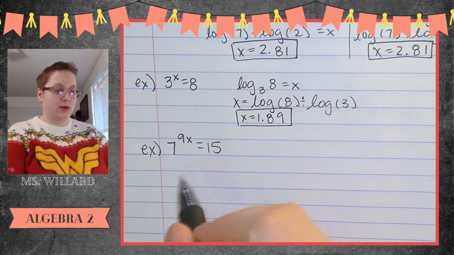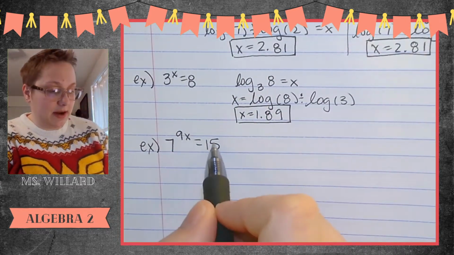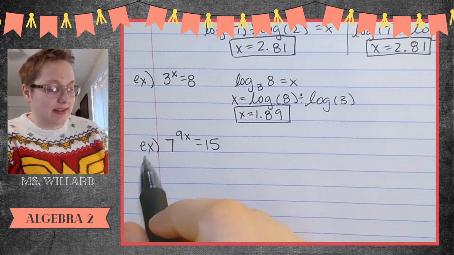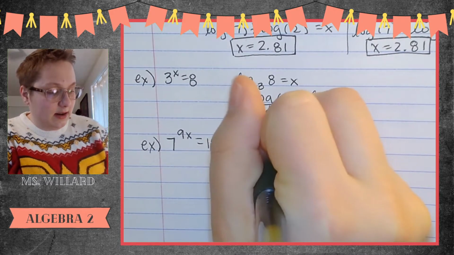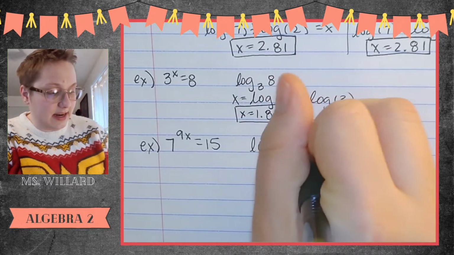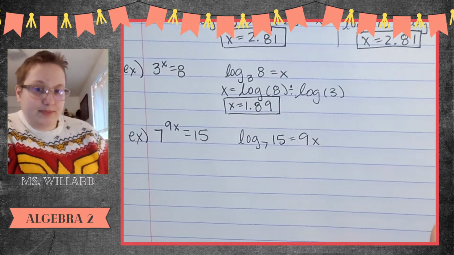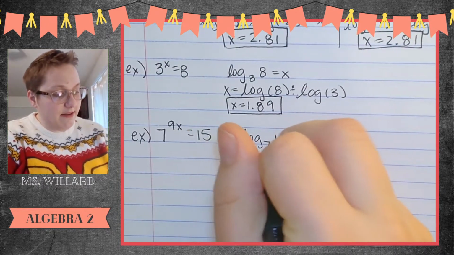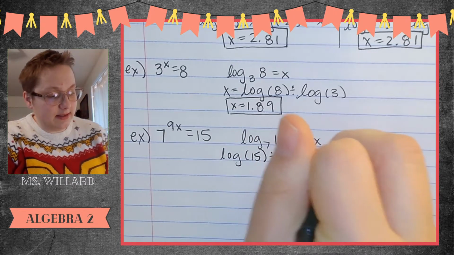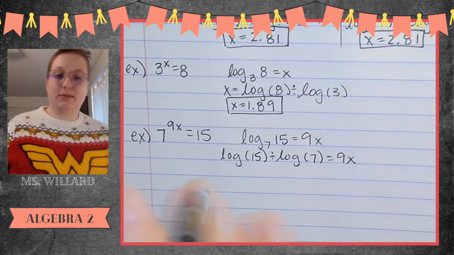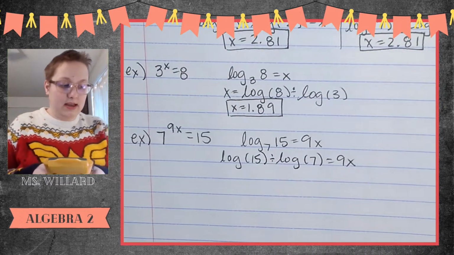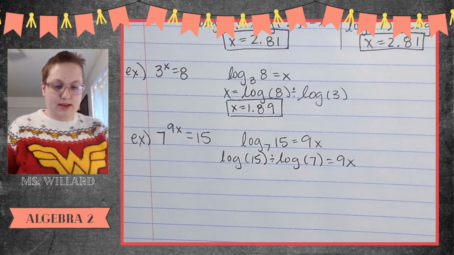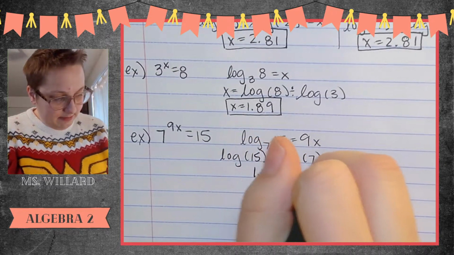Same thing as before. No matter which method I use, I will do either log base 7 of 15 equals 9x, or I would do log of both sides. Either way, I get log base 7 of 15 equals 9x, no matter how I do the math. So log base 7 of 15 is log 15 divided by log 7. That equals 9x. So whatever my answer is, I have to divide it by 9 to figure out what the final answer is. Log 15 parenthesis divided by log 7 parenthesis is 1.39.